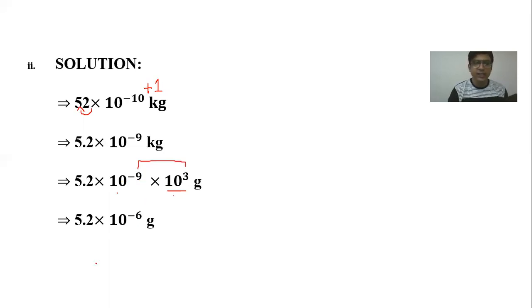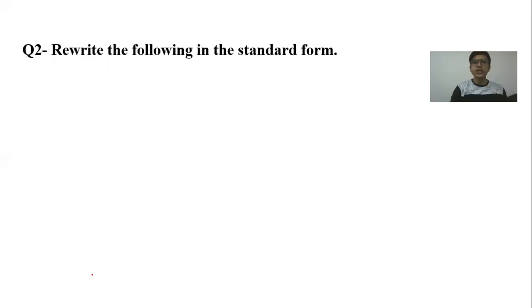In the last step, the prefix for exponent minus 6 is micro. So this is our answer. I have written 52 exponent minus 10 kg as 5.2 micrograms. In this way, we have used prefixes for the given quantities. Understood? Now let's move further. Now question number 2 asks us to rewrite the following in the standard form.